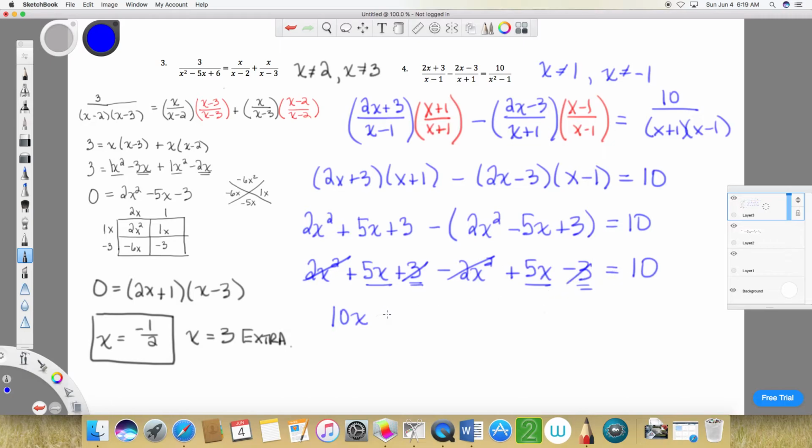And so here 10x equals 10. And this is leading me to believe that x equals 1 is a solution. But remember, that can't be a solution. That was one of those values that we said that we would call extraneous. But it's the only candidate. So with this out of the picture, my final answer is that this equation has no solution.